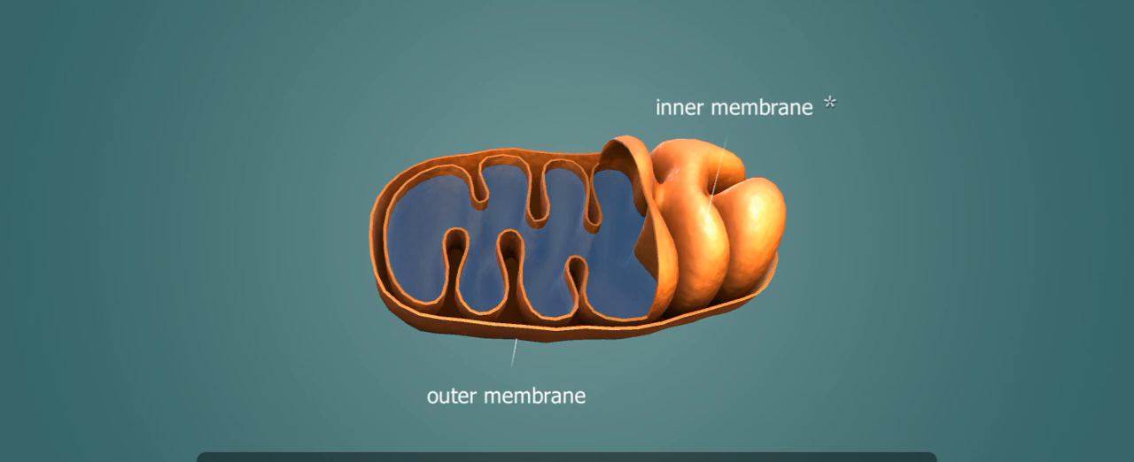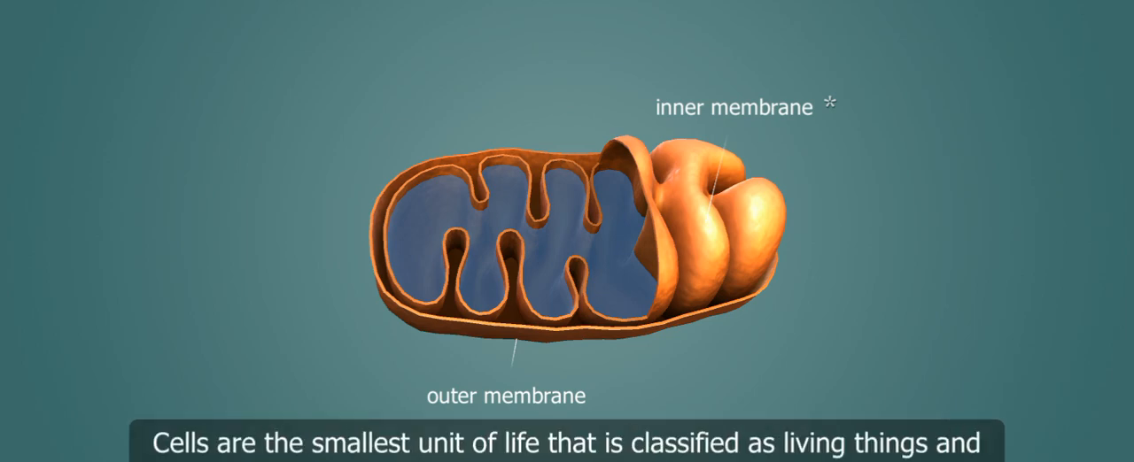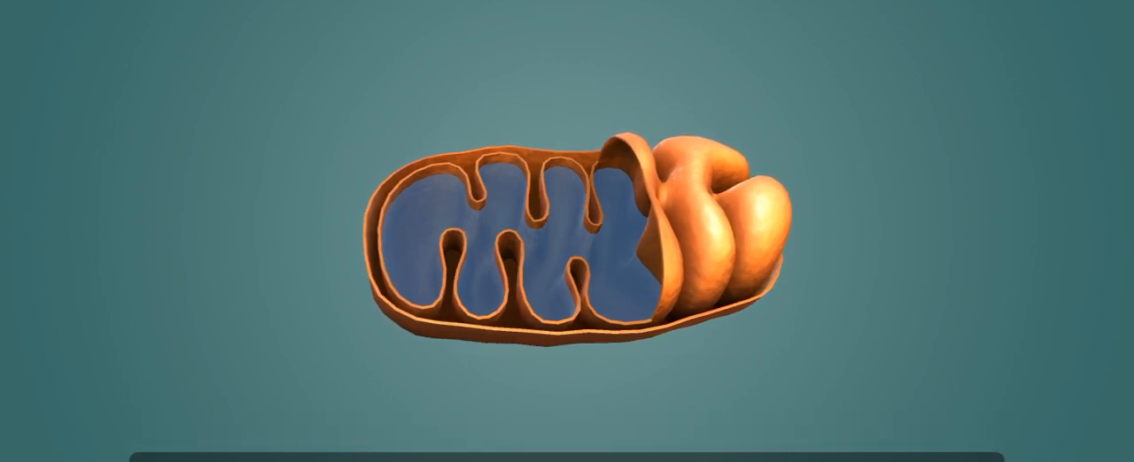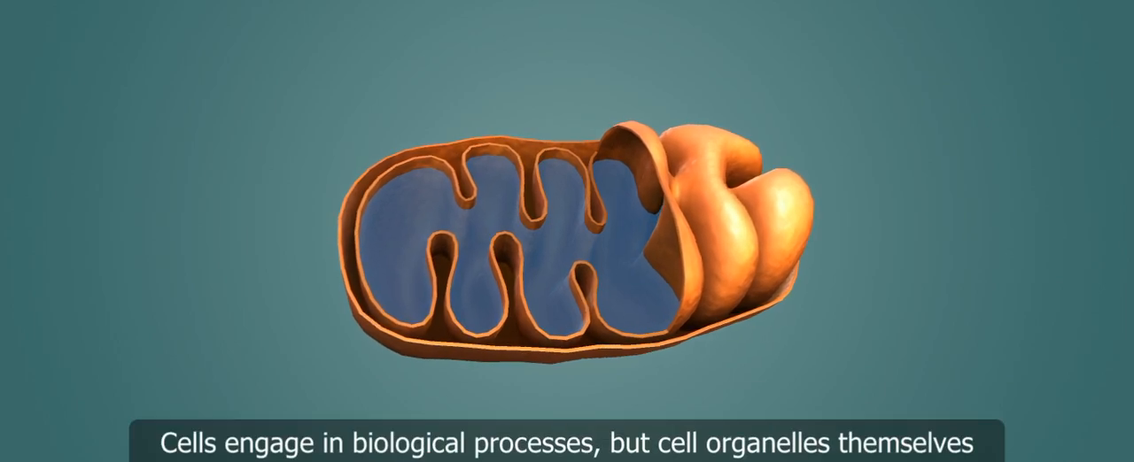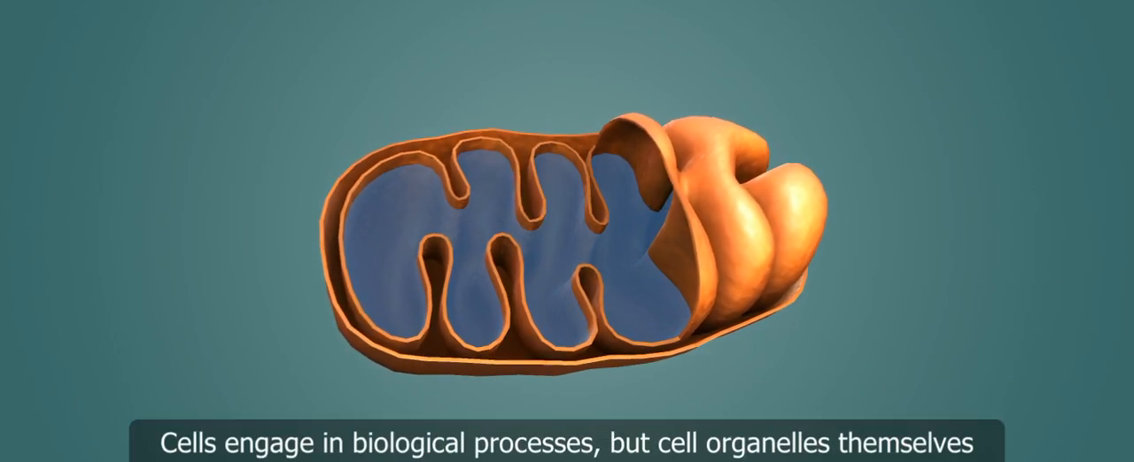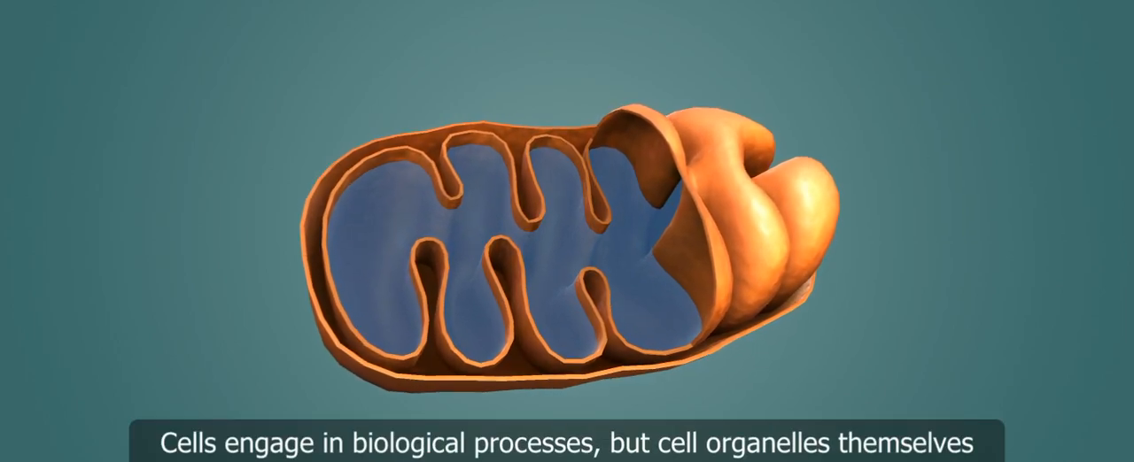Living organisms are characterized by cellular organization. Cells are the smallest unit of life that is classified as a living thing, and are often called the building blocks of life. Cells engage in biological processes, but cell organelles themselves are not living things.